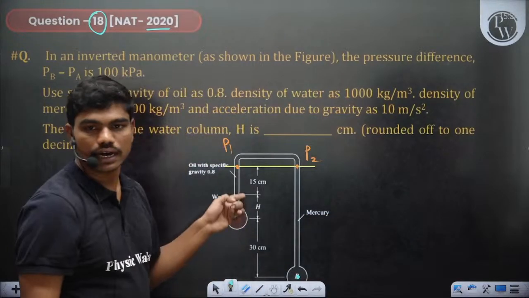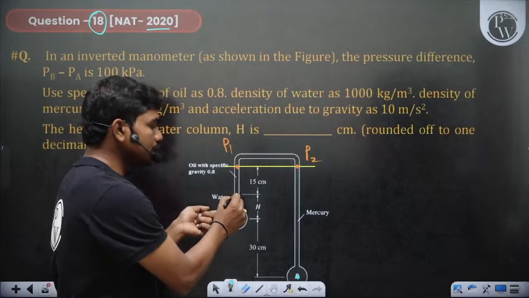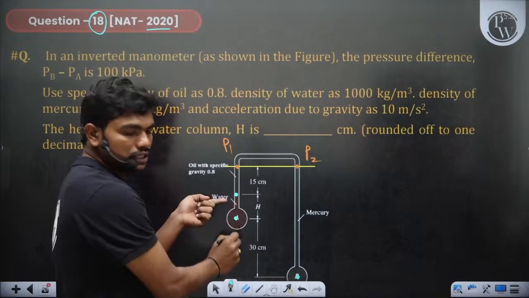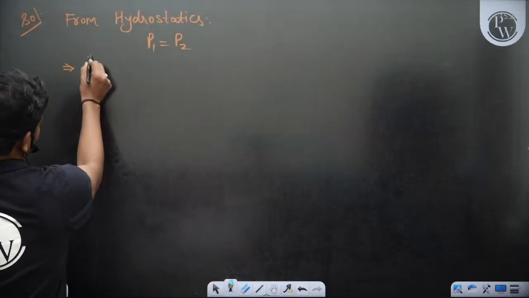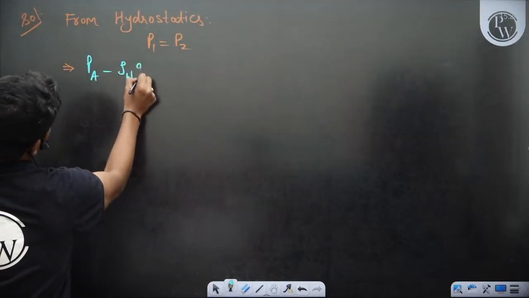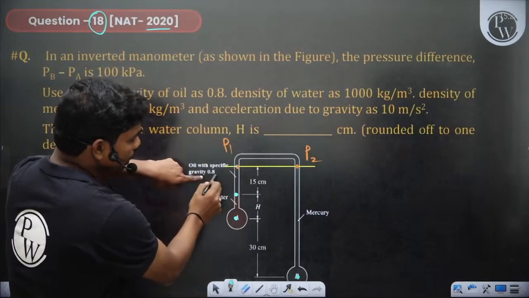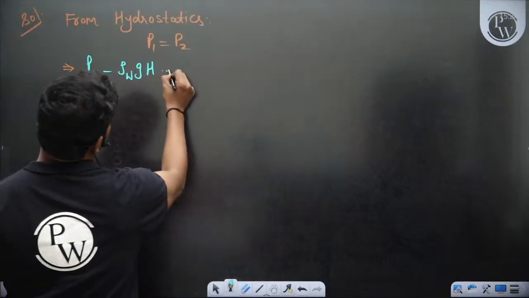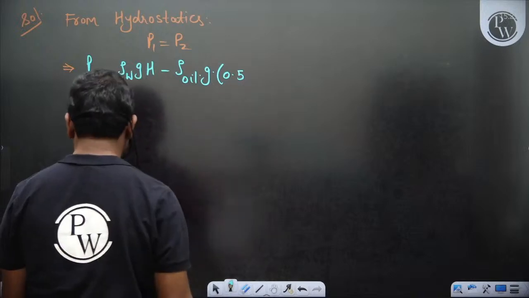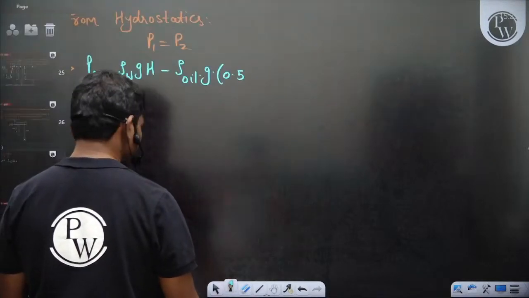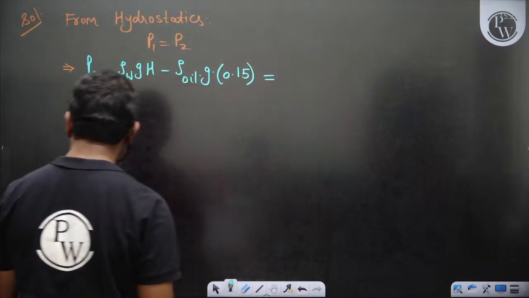Let us travel along the hydrostatic interfaces. So if you have PA here, then by the time you reach from here to here, you are moving in the upward direction. So the pressure at this point is PA minus rho water GH. Again from here to here, you have this oil, and that's of 15 centimeters. So minus density of oil G into 15 centimeters, so 0.15 meters. So that's the pressure at this point.